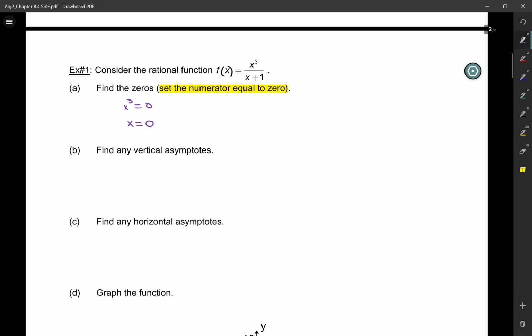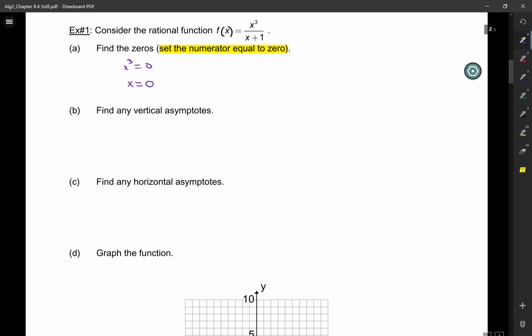Okay, let's find vertical asymptotes. Take a look at what's in the denominator, the x plus 1. Does it cancel with anything in the numerator? No. So that x plus 1 gives us a vertical asymptote. To find the vertical asymptote, remember I set the denominator equal to 0. So I say x plus 1 equals 0, and x just equals negative 1.